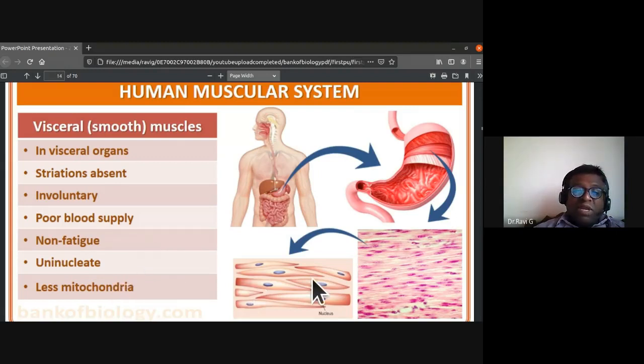Okay, they are uninucleate and have fewer mitochondria, whereas the skeletal or striated muscles were multinucleate. The smooth or visceral muscles have lesser blood supply, they are uninucleate, and they have fewer mitochondria. So these are the features of the visceral or smooth muscles.